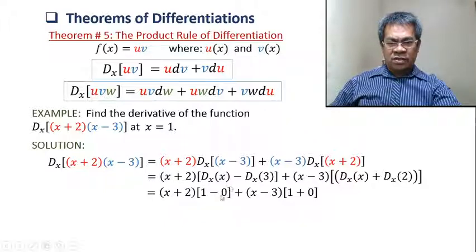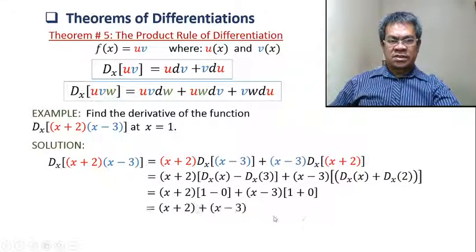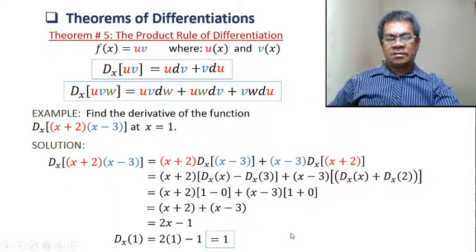So, simplify again, reduce. Actually, the 0 can be eliminated here. So, we have purely x plus 2, and this is x minus 3. X plus 2, x plus minus 3. So, then, combine. So, we have 2x minus 1. Then, substitute the value of x equal to 1. Then, that's it. We have the answer.